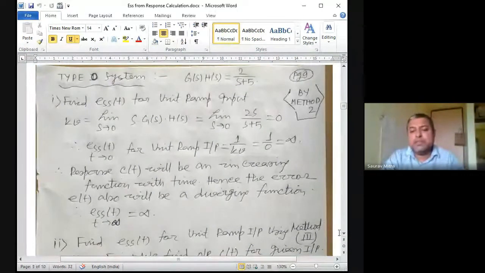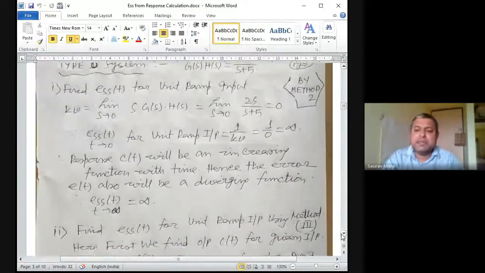So these are the three formulas you have to remember. If it is a step input, for any system, type 0, type 1, type 2, the error will be A divided by 1 plus Kp. A is the amplitude of the step. For a unit step, A will be 1. For a 2 unit step, A will be 2. In this case, unit ramp, so A is equal to 1.